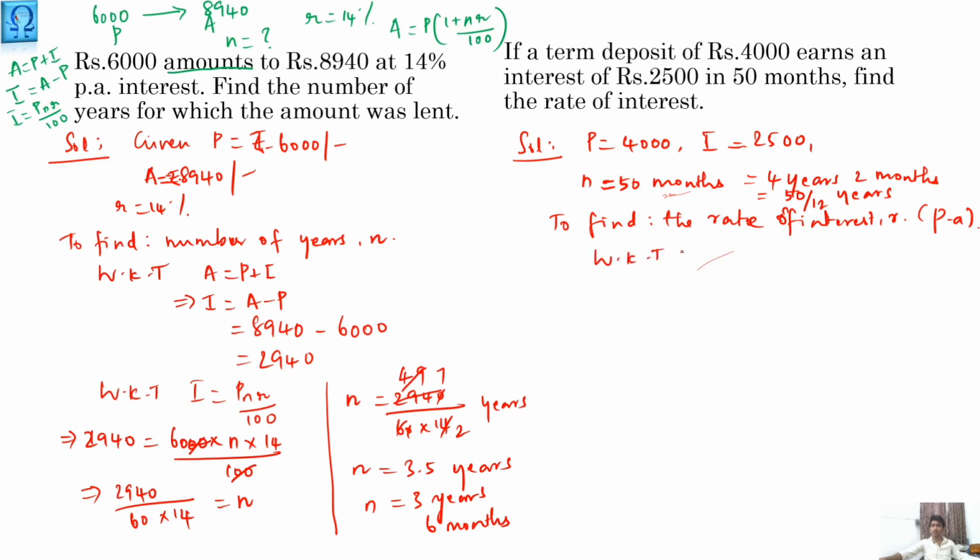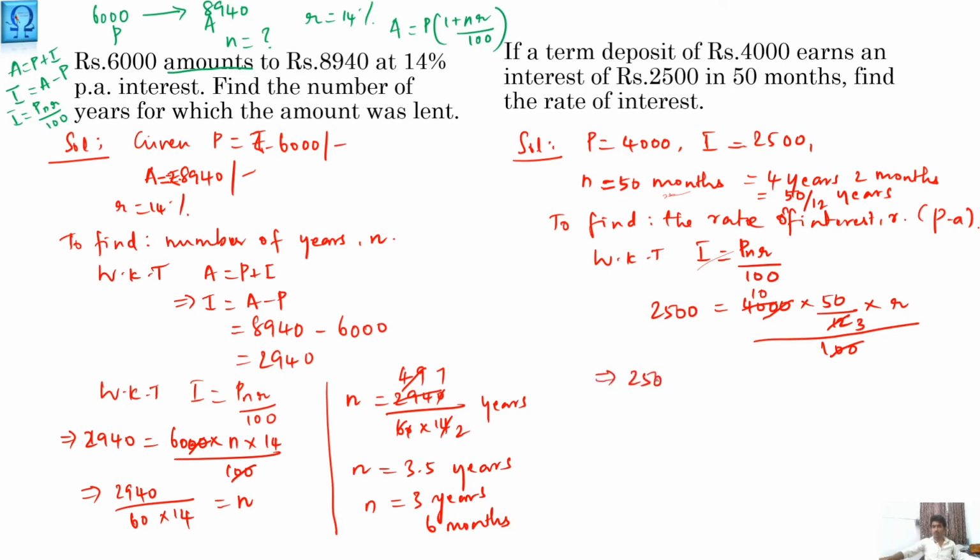We know that I is PNR upon 100, right? So we know the I value, that is 2500, P value is 4000, and N value is 50 upon 12, and R is unknown, and we have 100. So this gets cancelled, and if you want to cancel these two, yes, you may please. And how, with the help of fourth table, we may do so. When we do it with the help of fourth table, it is going to be 10 and it is going to be 3, right? And take things to this side.